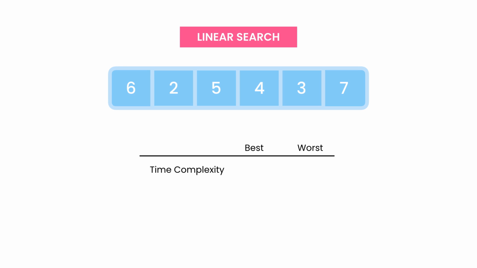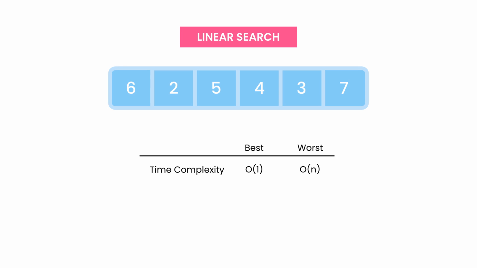In the best case scenario, the target item is the first element of the list, so we can find it using one comparison. That's an O(1) operation. In the worst case scenario, the target item is at the end of the list, so we need n comparisons to find it. That's an O(n) operation.